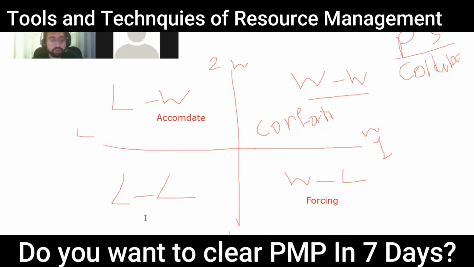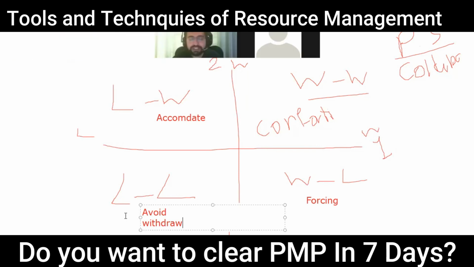Then we have lose-lose. Now, this is the worst case. We avoid the situation, we run away from the conflict, or we withdraw. Both of these are lose-lose situations, and both must be avoided. We should always focus on win-win. If we cannot do win-win, then accommodating or forcing is preferred, but avoiding and withdrawing is the worst situation.